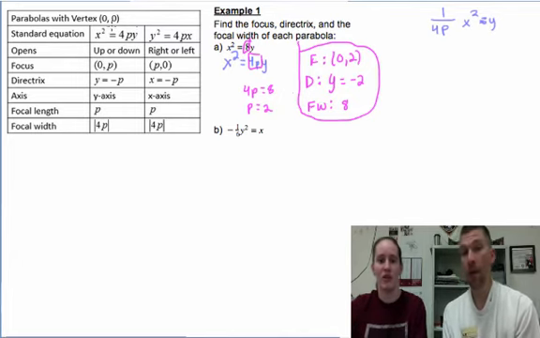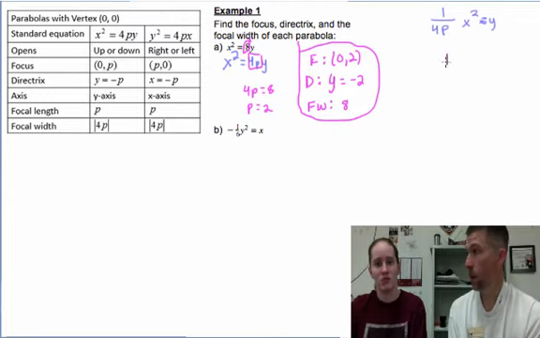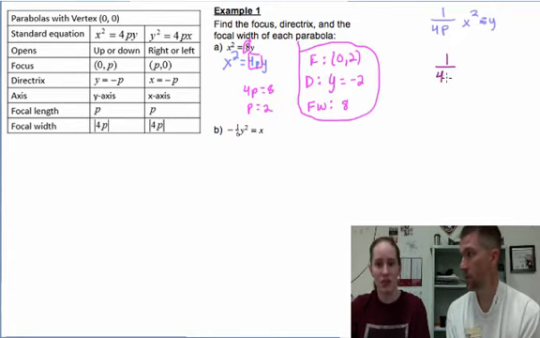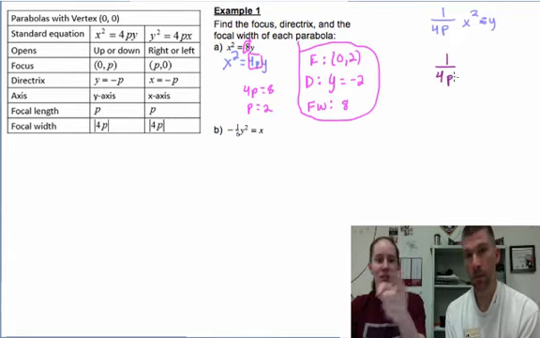By the way, the x squared one opens up and down, and the next one opens left and right. So this one opens left or right.